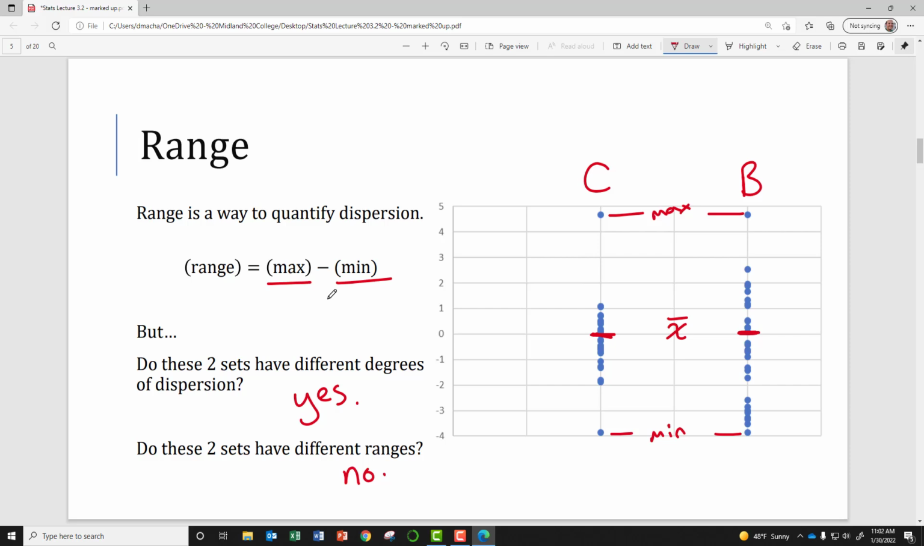So what I mean to point out here with this slide is that range is just one of the tools we use to quantify dispersion, but it's not the best tool in our toolkit. And we're about to introduce some other measures of dispersion that are a little bit better suited towards differentiating in this scenario.